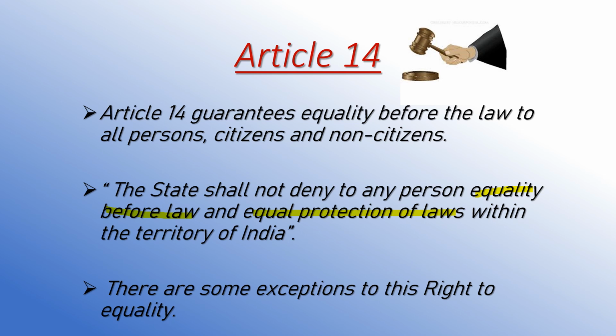Okay. There are also other exceptions in respect to this equality before law. For example, Article 361 of the Constitution lays down that the President and the governors of India are exempted from any criminal proceedings during the tenure of their office. And also, under international law, foreign sovereigns enjoy full immunity from any process.